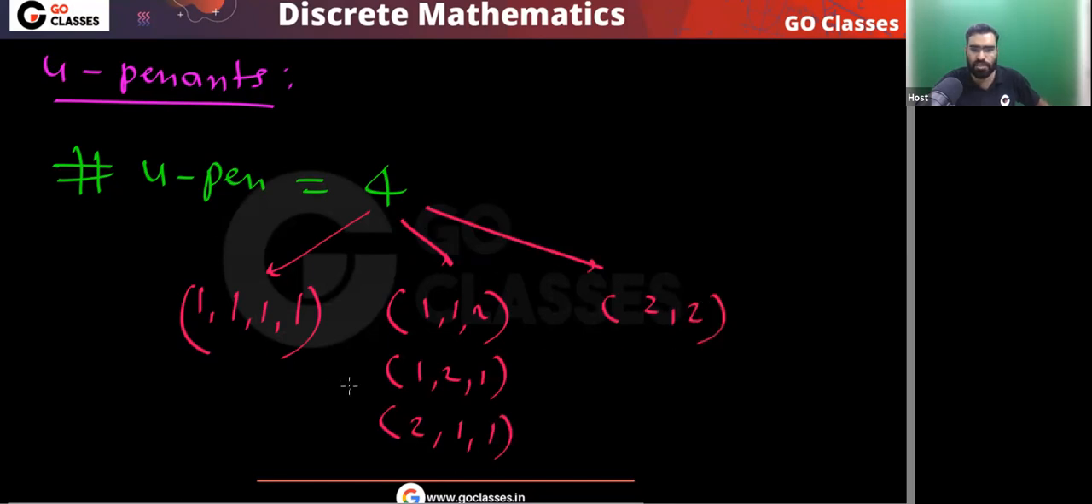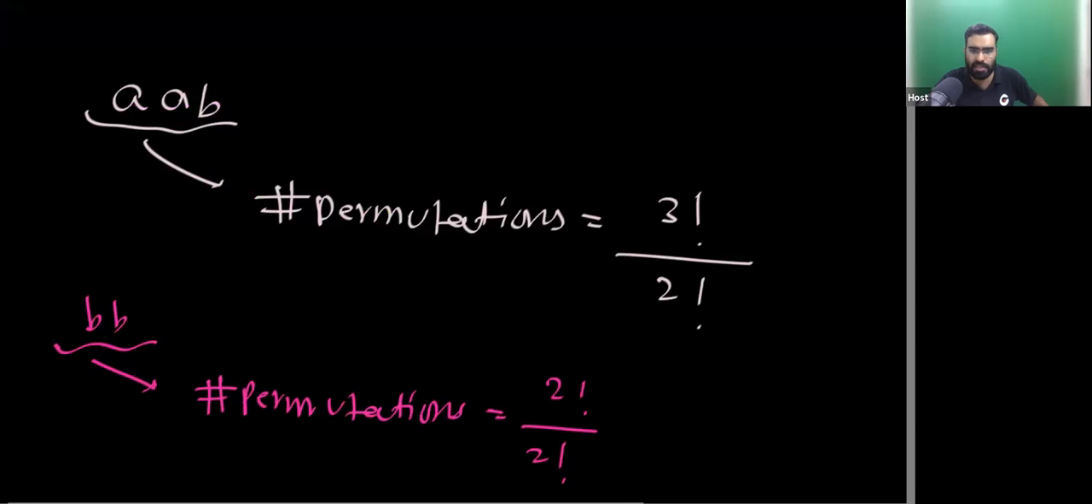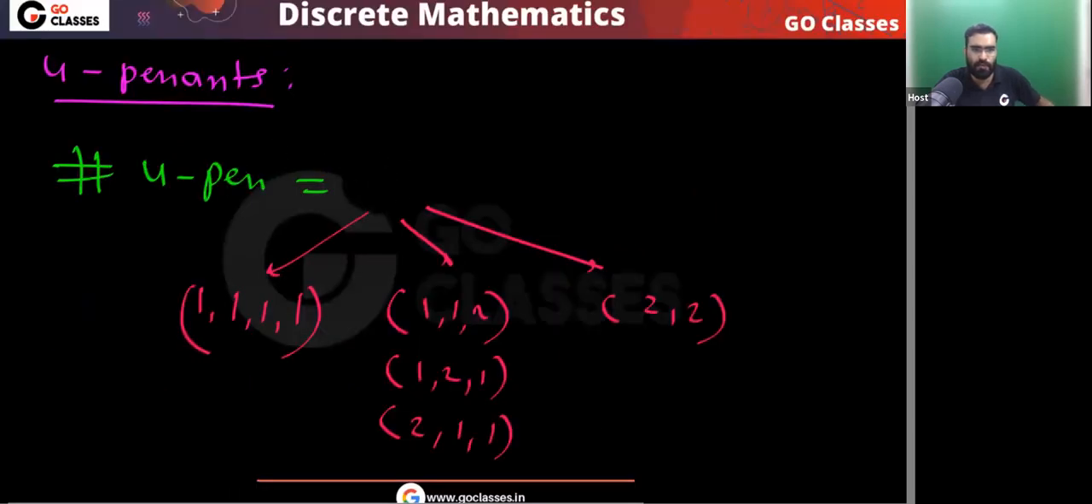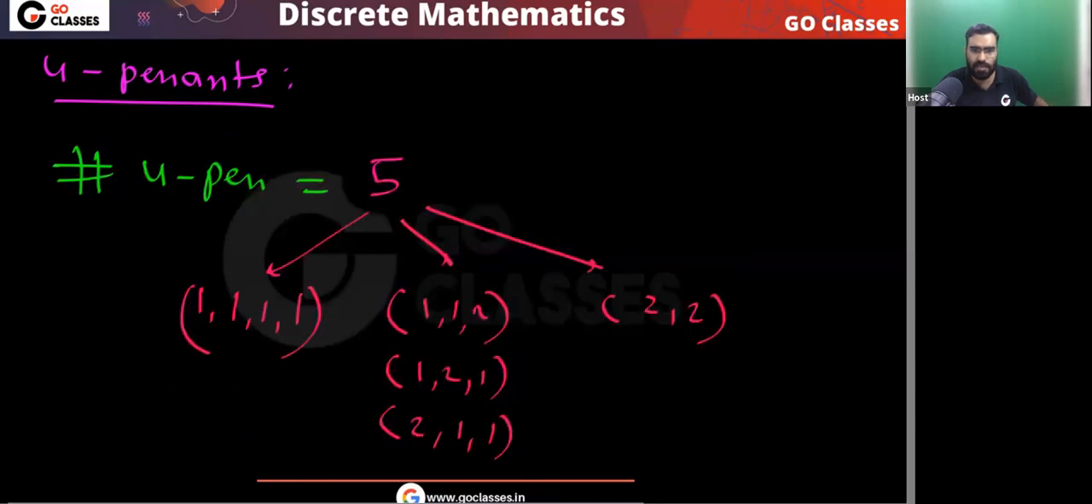So you can easily notice. Sorry, total how many? 5. Summation equal to 5. Sorry, 3 plus 2 is equal to 5. So the total number of 4 pennants you can create will be 5. Is this point clear? This is method number 1. Method number 1 is very simple, right?